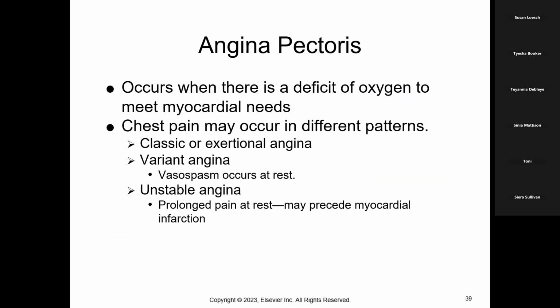All right. So next, we're going to talk about coronary artery disease, ischemic heart disease, and acute coronary syndrome. So angina pectoris, you have to know what this is. You have to know the difference between when someone's having angina and when they're having an actual MI. Whenever they're not getting enough oxygen to meet the demands on the heart, they're going to have this chest pain. And it can come in a couple of different ways.